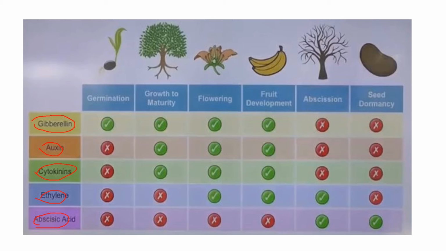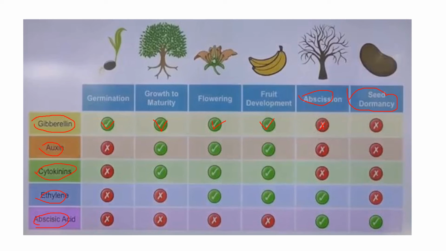Gibberellin is used in the germination of seed. It is used in growth to maturity, and it is also used in flowering and fruit development. Abscission and seed dormancy are growth stoppers. Gibberellin is a growth promoter. That's why it is not used in abscission and seed dormancy.